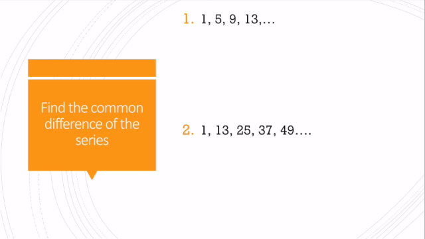So let's find the common difference of the sequences and series. The difference here would be a sub n plus 1, 5, minus the term before it, 1. And we want to check the rest of them. 9 minus 5 is 4. 13 minus 9 is 4, right? So this is an arithmetic sequence with a common difference of 4.